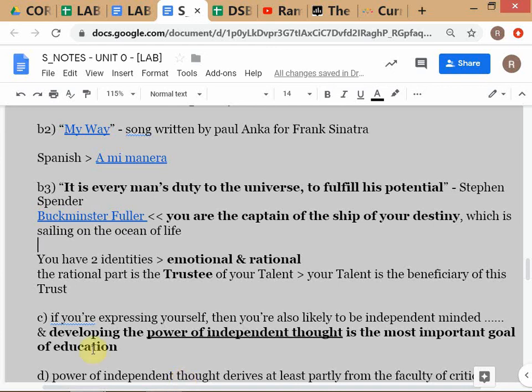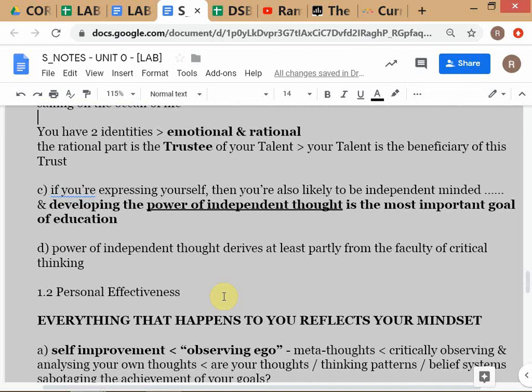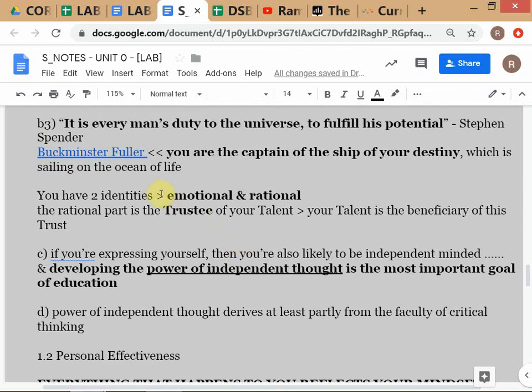So these are all ideas connected to the idea of fulfilling your own potential, being driven by your inner instinct, your own inner voice, not other people's ideas. Emotional versus rational. It's also important to be aware of this difference. Everyone has two identities within them. You have an emotional part and a rational part.